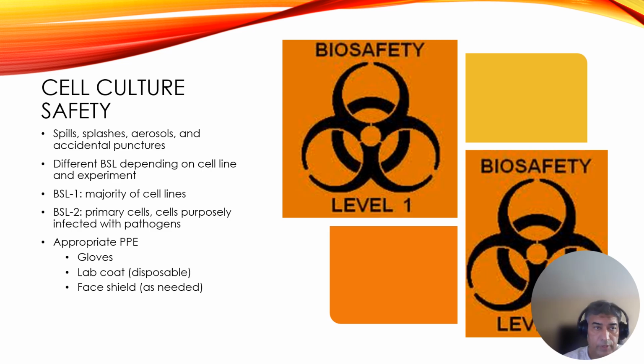What is cell culture safety? To prevent spills, splashes, aerosols, and accidental punctures, we use different BSL levels depending on the cell line and experiment. BSL1 is mostly used for the majority of cell lines. Those are normal cell lines, and we are not using any contaminating agent, especially biohazard bacteria and viruses. BSL2 is also used for primary cells, or cells purposely infected with pathogens, but those are not highly contagious.